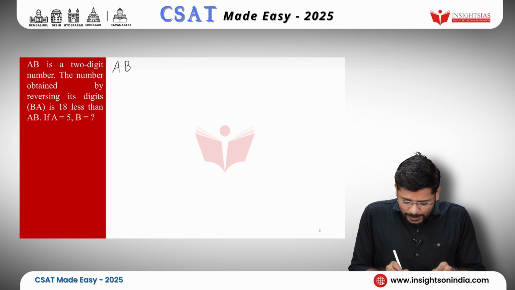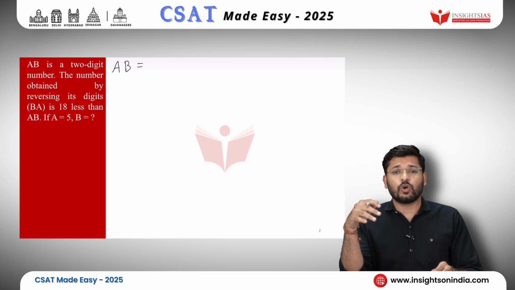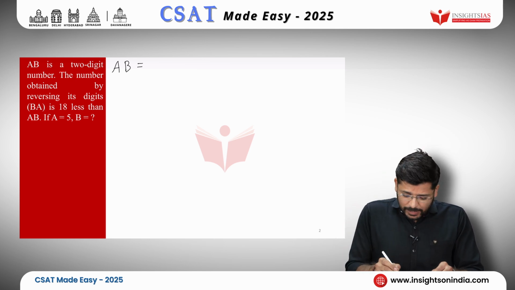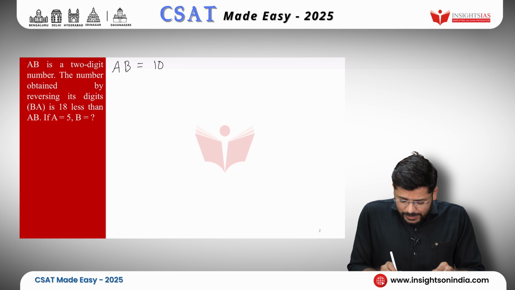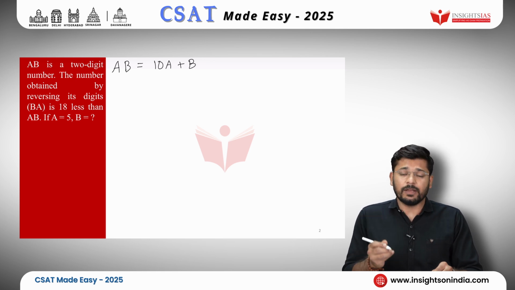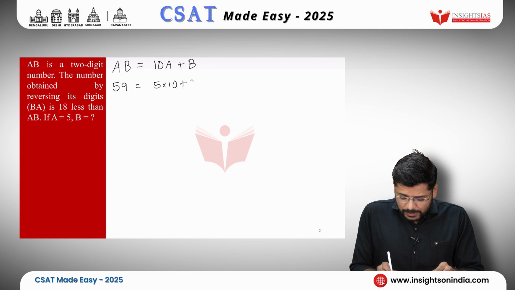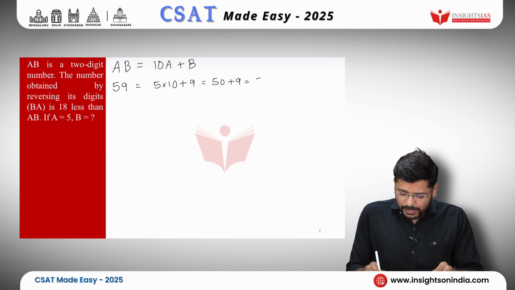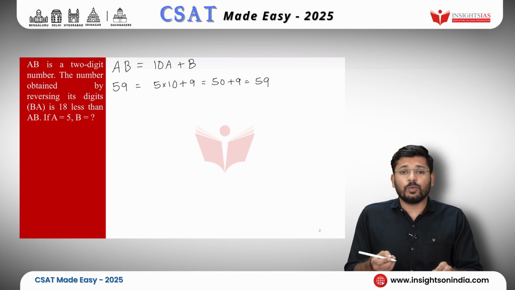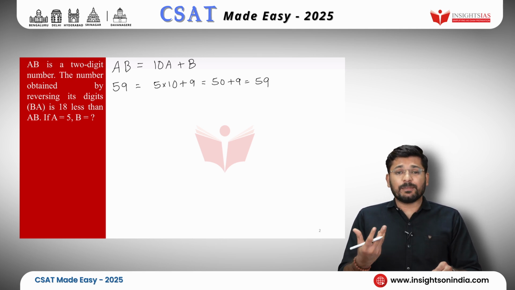The given number is AB, right? What would be its value? We follow the decimal system of numbers. So AB, its value would be 10A plus B. Why? Because if the number were 59, then it would be 5 into 10 plus 9, which is 50 plus 9. Then you would get 59, right? So by that logic, the value of AB, the number, would be 10A plus B.